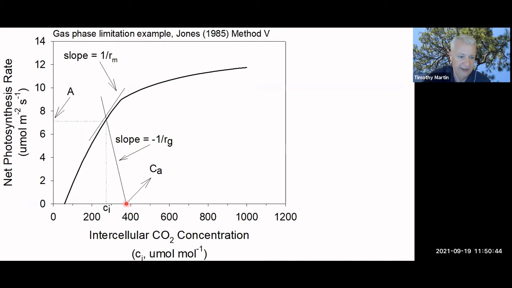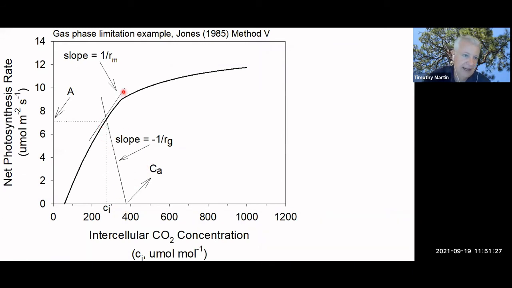And we know that the line connecting ambient CO2 concentration to that operating point, that's the supply function. And we know that the negative of that supply function is related to stomatal conductance. So the negative of that is related to 1 over gas phase resistance. So this term, negative 1 over Rg, the slope of this line is negative 1 over Rg. So if you calculate this slope, multiply it by negative 1 and invert it, you can solve for Rg. So that's gas phase resistance.